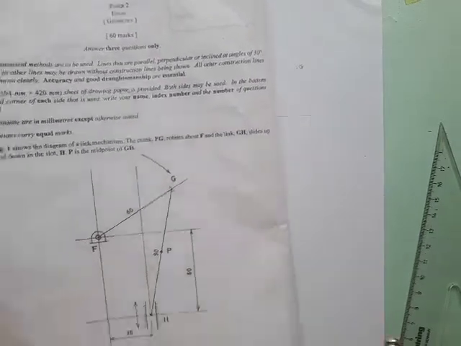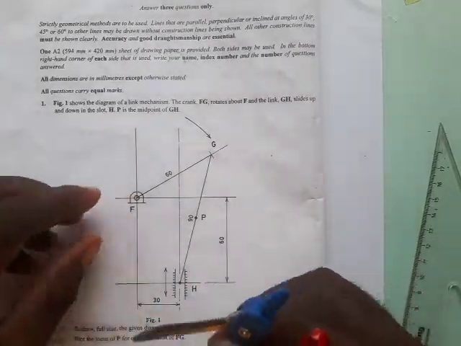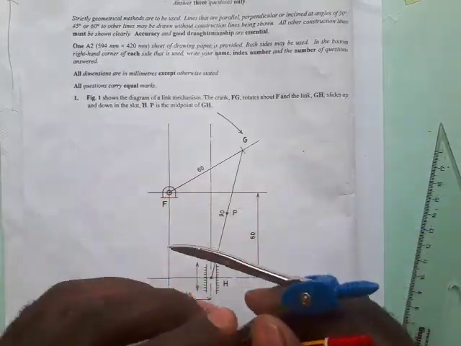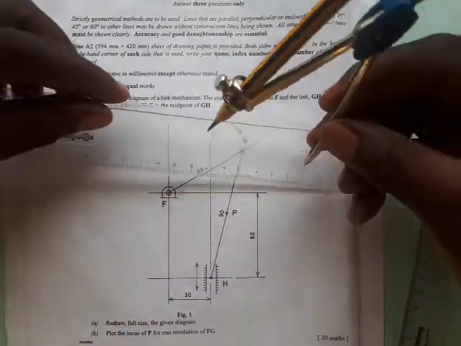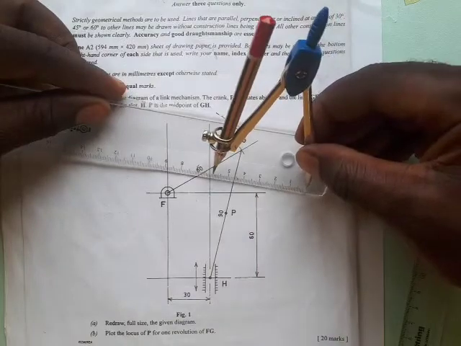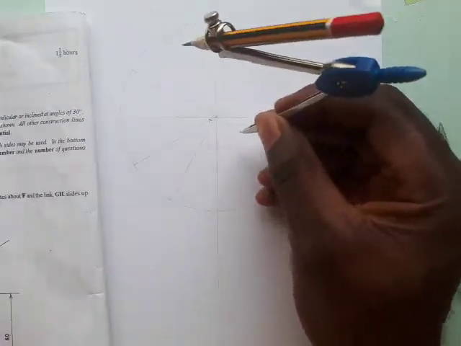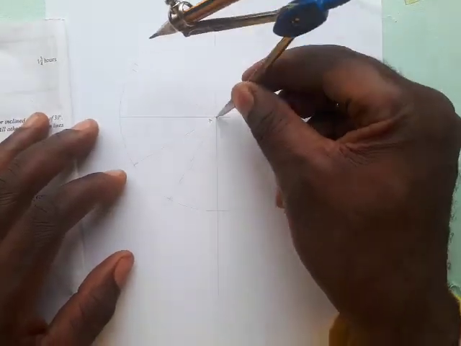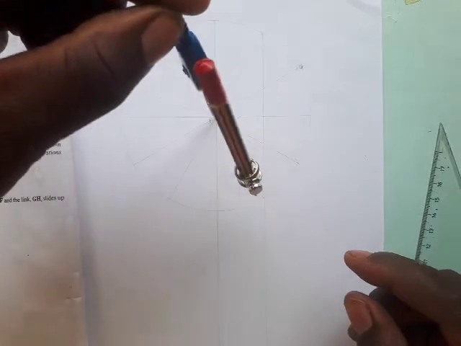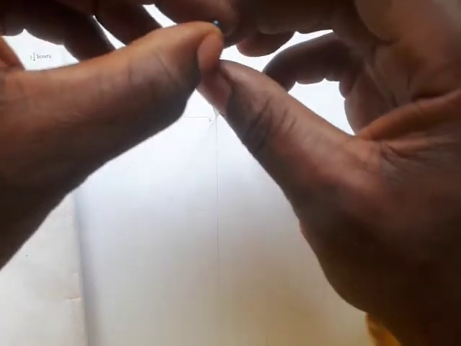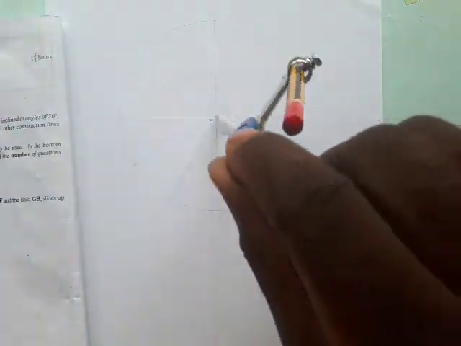Now, how did I come about this? Let me explain. See here, this is the crank, the dimension is 60. So what I did was I stretched 60 on my ruler. With 60, look for any convenient point on the paper, needle, and draw a circle with 60. Thin lines, don't draw thick lines, so you describe a circle.